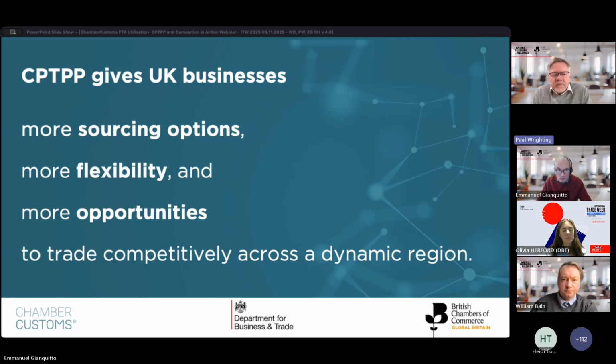So what accumulation under CPTPP gives the UK is more sourcing options, more flexibility, and more opportunities to trade competitively across a dynamic region, because these are really growing markets in a lot of cases. Thank you. Really just to say, as I said, cumulation can get really complicated, but the concept is really simple. Just take advice from your local chamber or whoever, and they will be able to guide you through whether your goods qualify or not. Thank you.